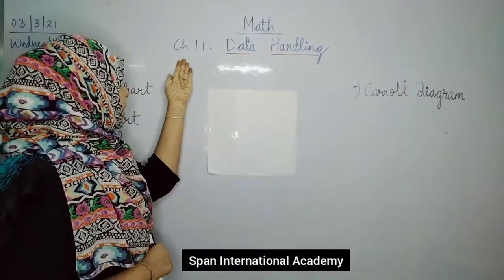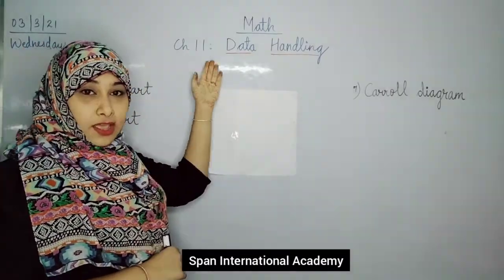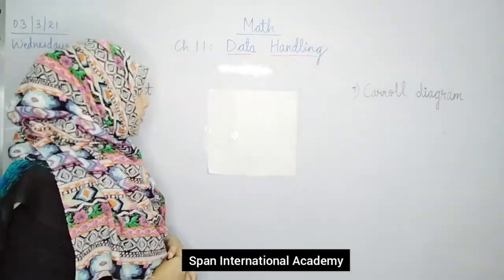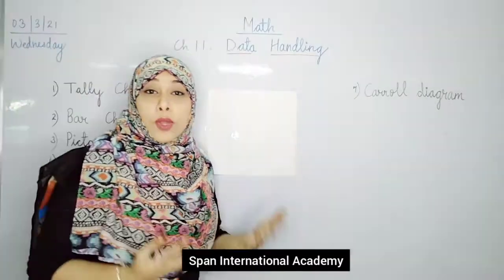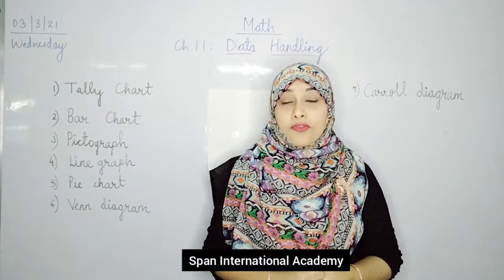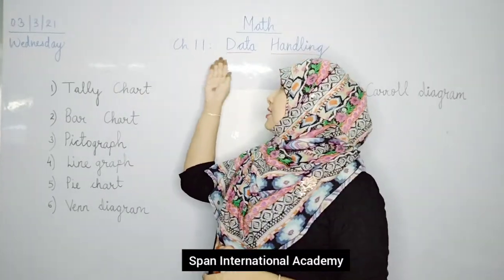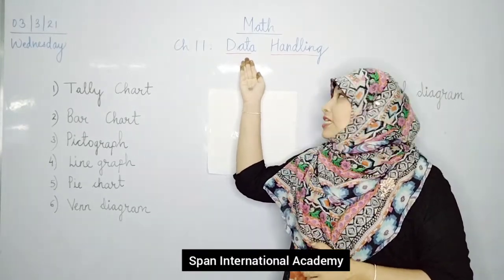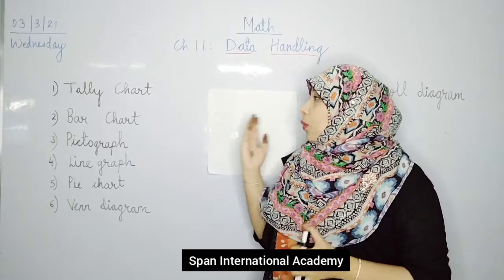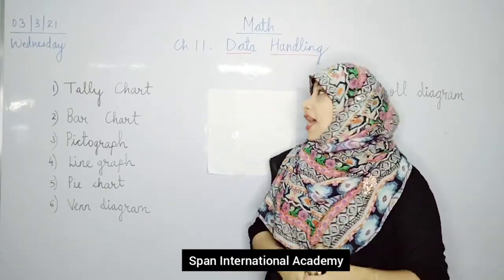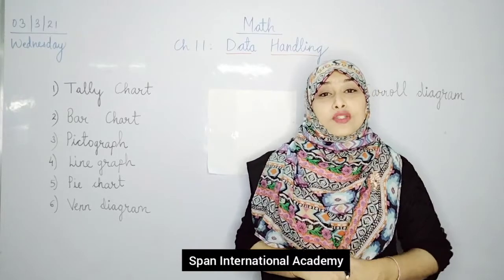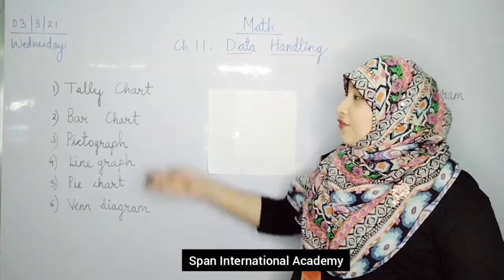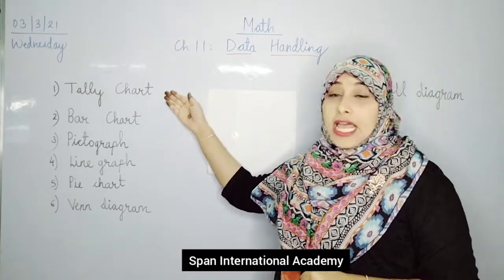We started with lesson number 11, that's chapter 11 from your math syllabus, and the name of the lesson is Data Handling. In this chapter, we learned different ways of handling data. Now, what is data? It is, yes, you are right, it is information. Data is information. We learned different ways of handling the information that is provided to us. Now, what are the different ways? Let's see them. The first one we saw was tally chart.